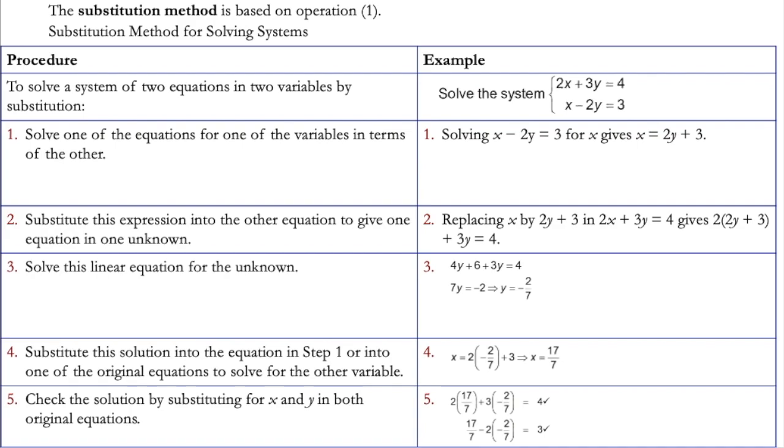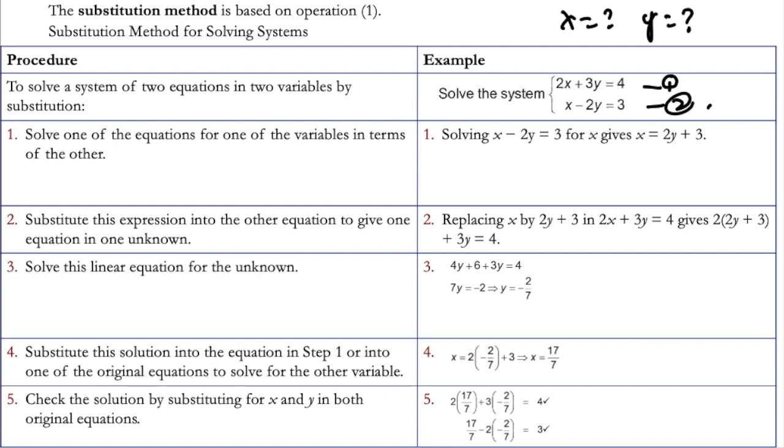Okay, now let's look at an example of a solution by substitution. Okay, so let's say we are given a system like this: 2x plus 3y equivalent to 4. Call this equation 1. x minus 2y equivalent to 3. Call this equation 2. Alright, so we need to find what is x and what is y, isn't it? Alright, so how do we solve it basically here?